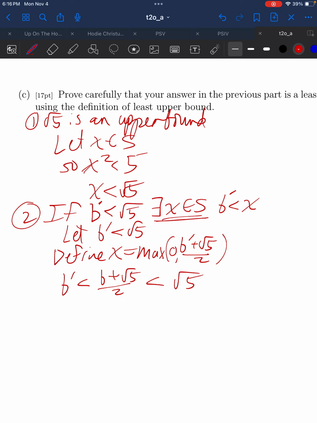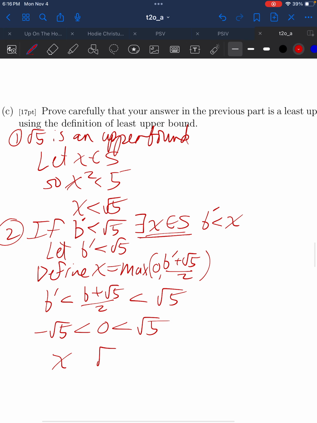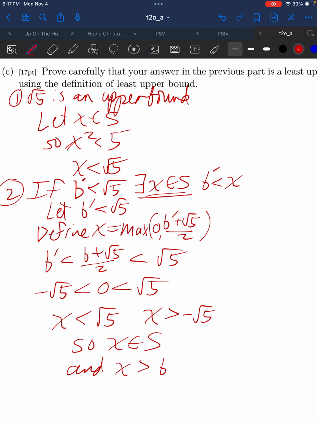So we need to take, let's say, 0, because minus square root of 5 is less than 0 is less than square root of 5, which means that the max X, if both of these numbers are less than the square root of 5, the max S is also less than the square root of 5. And if one of these numbers is greater than the square root of 5, then X, which is the maximum of the two, is greater than the negative square root of 5. So X is in S, and X is greater than b prime.